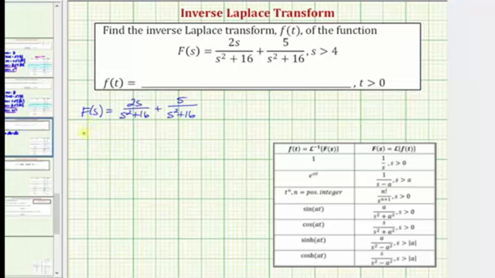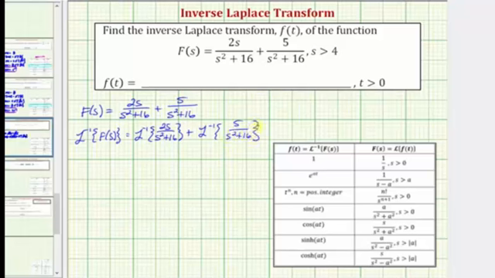the equation, which will give us the inverse Laplace transform of big F of s equals the inverse Laplace transform of 2s divided by the quantity s squared plus 16 plus the inverse Laplace transform of 5 divided by the quantity s squared plus 16. Now looking at our table of Laplace transforms, because we're given the function big F of s and we're trying to find the function f of t, we'll be using the table in this direction here.